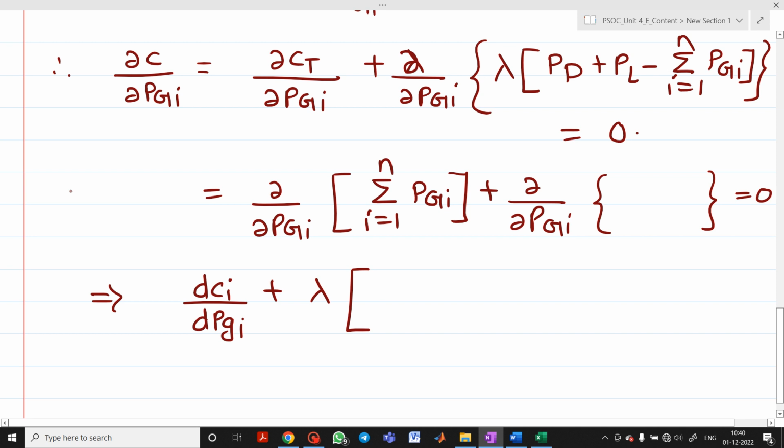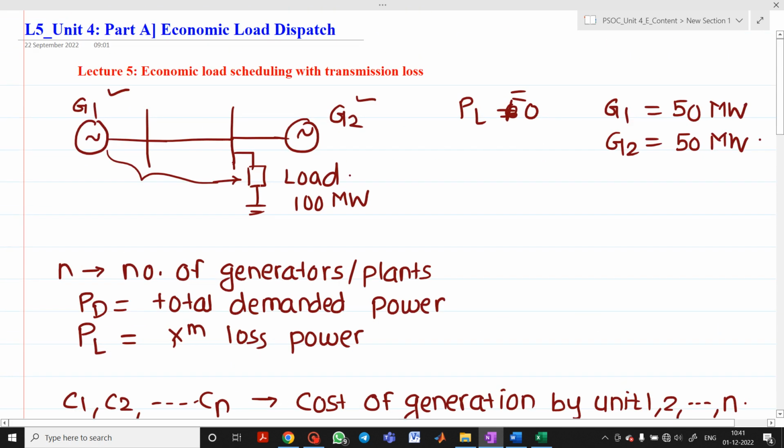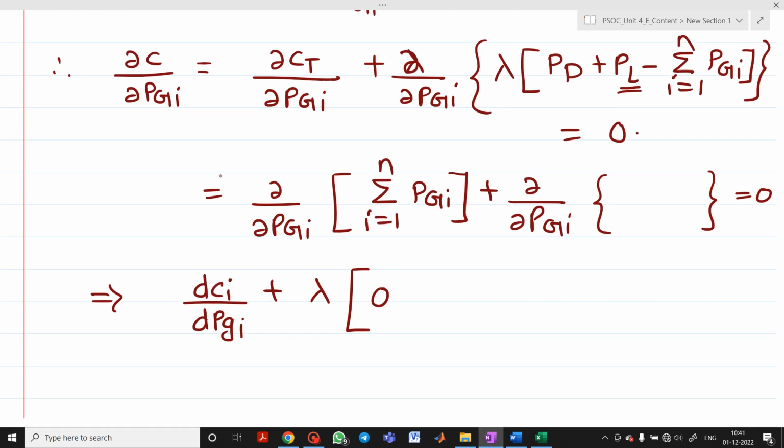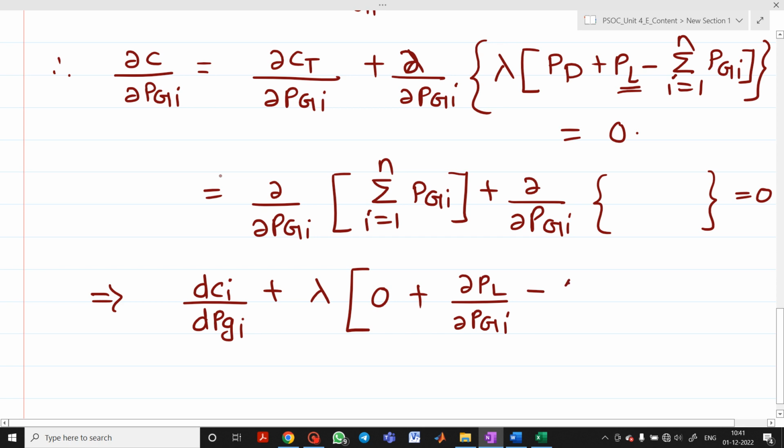As PD is a constant, the derivative of PD with respect to PGi is 0. But PL is not constant. Please remember, that depends upon which generator we are taking. For this generator, the power loss is minimum. For this generator, power loss is maximum. So with respect to generation, it is not a constant. So what we have to write is plus delta PL upon delta PGi minus 1, because the derivative of this with respect to PGi will be equal to 1, which is equal to 0.